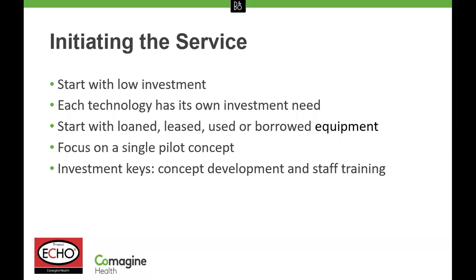One of the things in terms of your investment that you always have to look at, and especially as you're putting together your pro forma, is the time it takes for concept development and staff training, retraining, and refocusing. Don't understate what it's going to cost, both in terms of those human kinds of efforts.